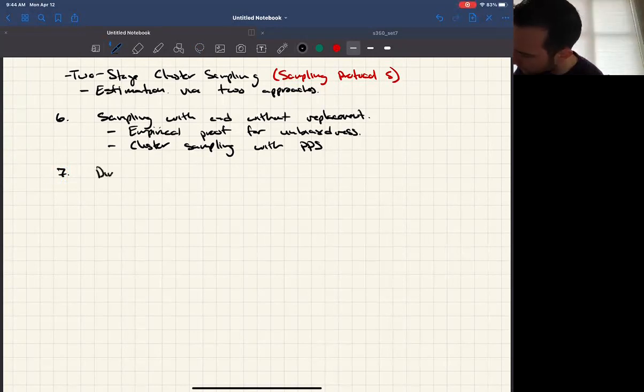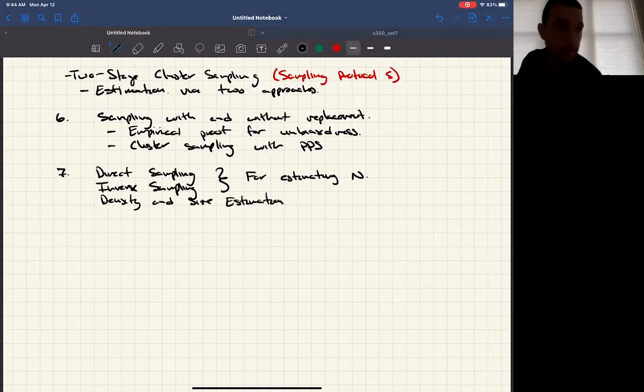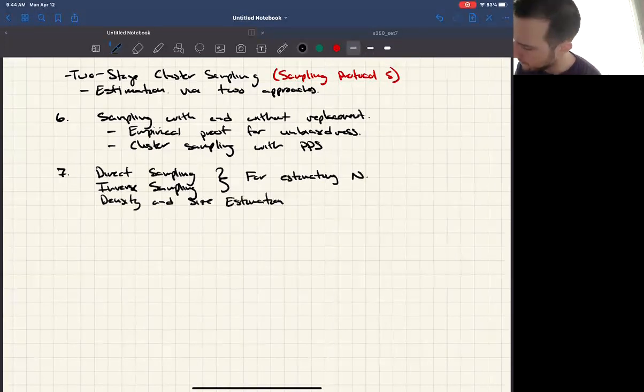So here we have direct sampling, inverse sampling. Okay, and then both of these were for estimating capital N. And then we talked about density and size estimation. And then we talked about adaptive sampling.